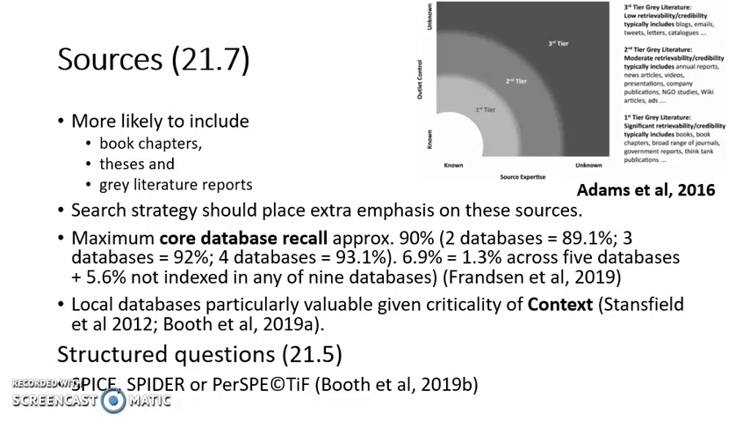It can be said that a search across databases typically yields between 90 and 94% of the included materials, but the extra materials take the specific extra effort required to identify book chapters, theses, and reports. Local databases can be particularly valuable because we know that qualitative research is very susceptible to differences in context.